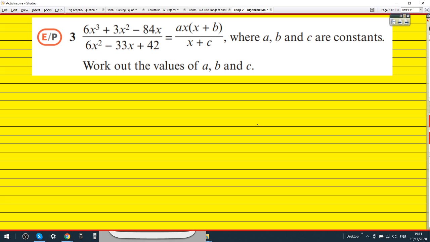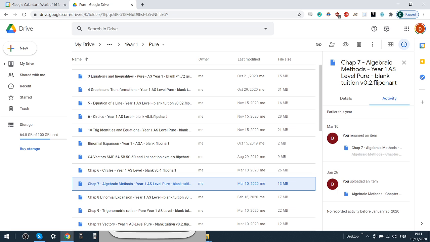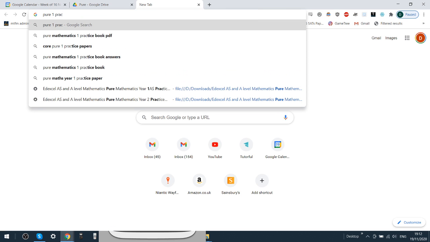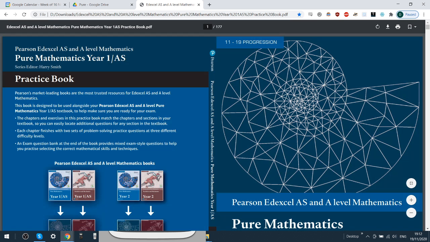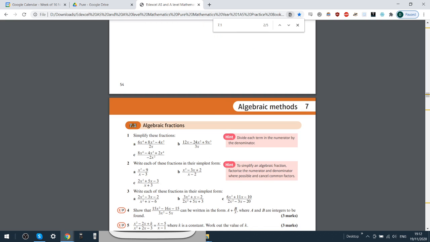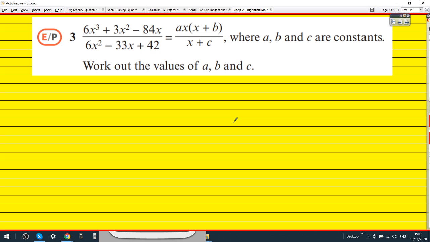Okay, let's give this a go. Okay. Let me just check one thing. Okay. Real quick. Pure one practice book. I think I extracted every exam question. This is 7.1. Yep. That's all there is to it.